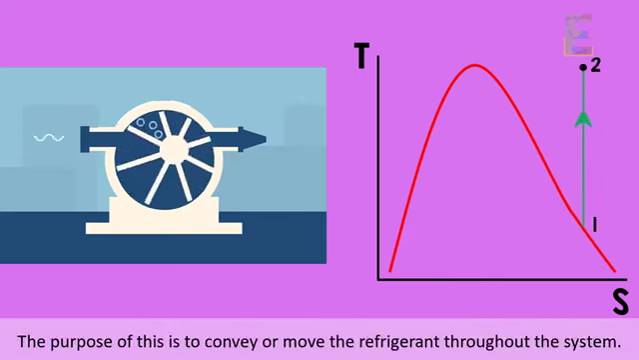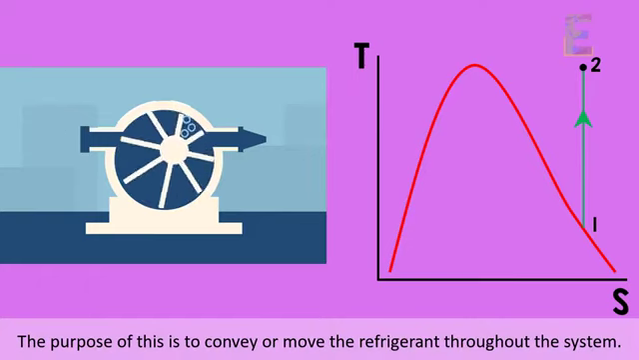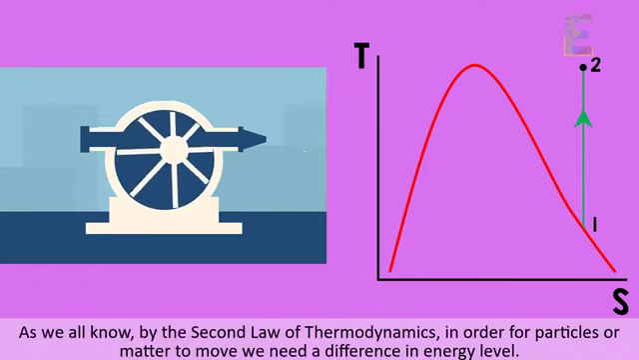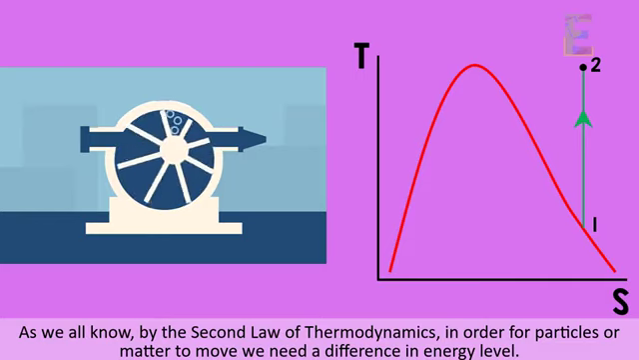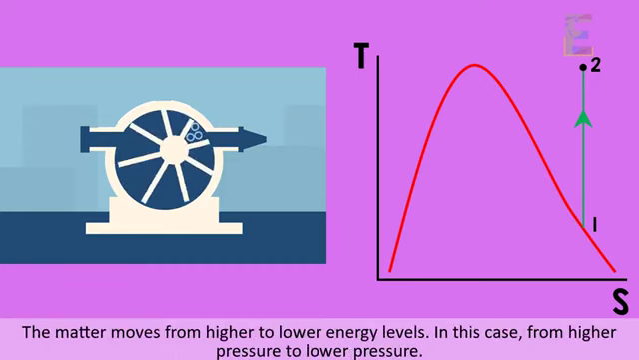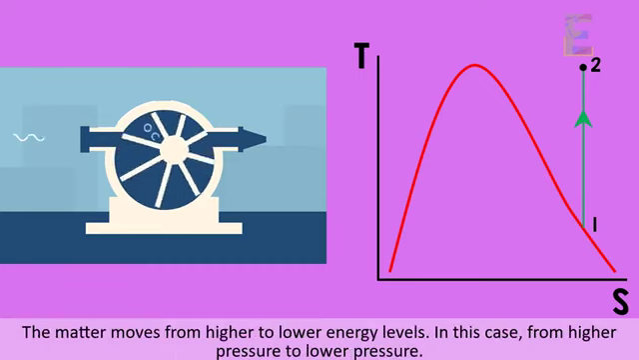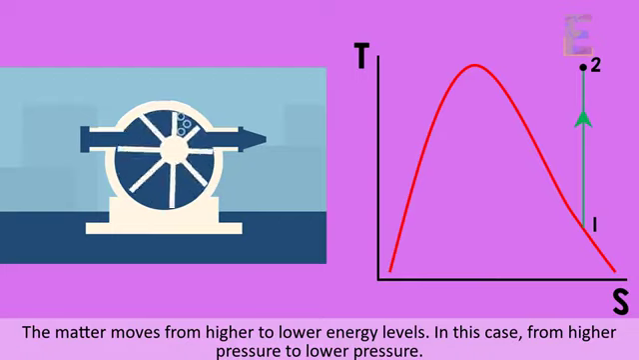The purpose of this is to convey or move the refrigerant throughout the system. As we all know, by the second law of thermodynamics, in order for particles or matter to move, we need a difference in energy level. The matter moves from higher to lower energy levels. In this case, from higher pressure to lower pressure.